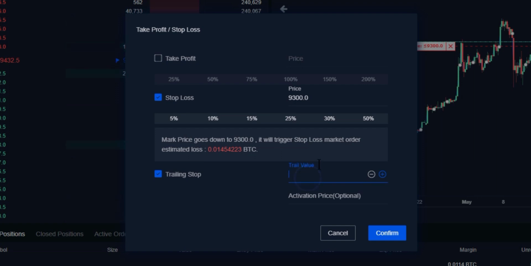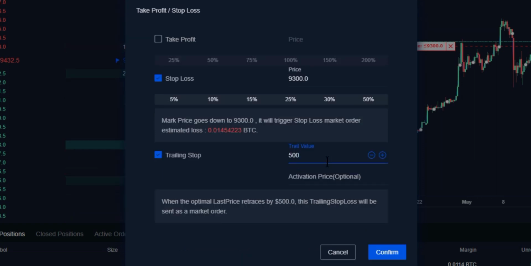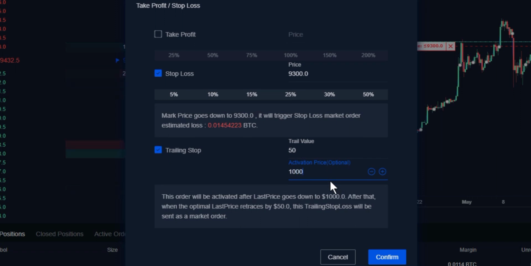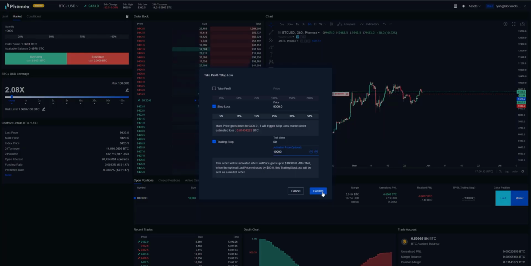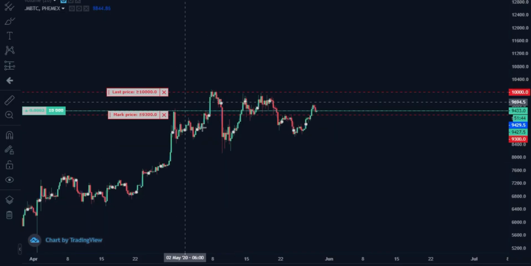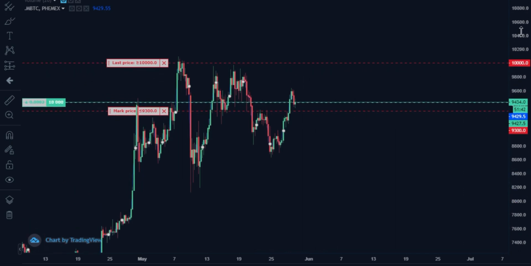So when I enter in a trailing value, as soon as this price breaks through my level, let's say that in this case I wanted to activate at that high, so let's say that at 10,000 I want a trailing stop to be activated for $50. I'm going to go ahead and click confirm, and what this is going to do is essentially start a trailing stop after 10,000 is hit.